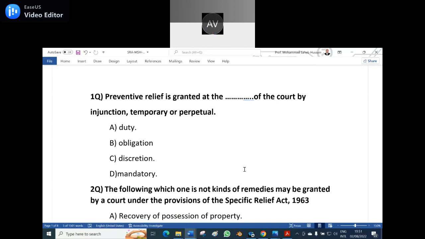Okay, first question. Preventive relief is granted at the dash of the court by injunction, temporary or perpetual. A. Duty. B. Obligation. C. Discretion. D. Mandatory. What is in the blank? Discretion. Answer is C. Discretion is the right word in the first question.